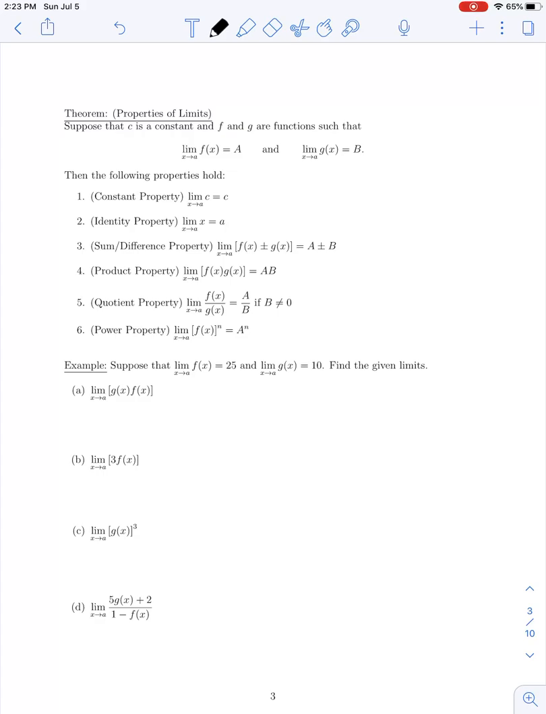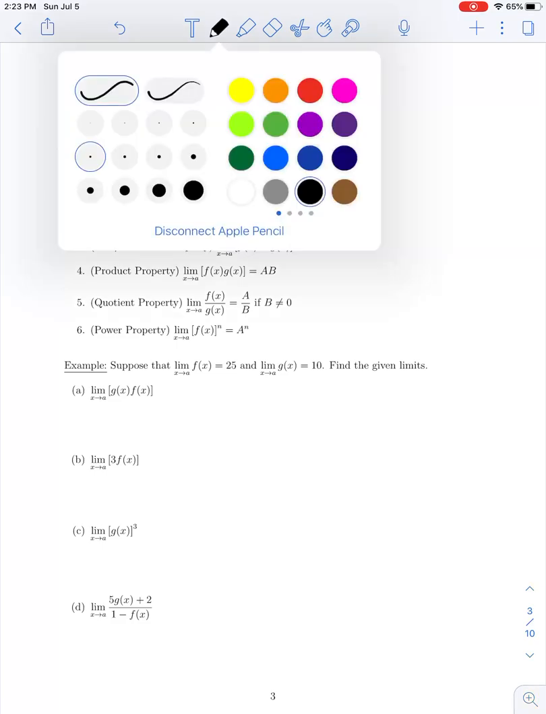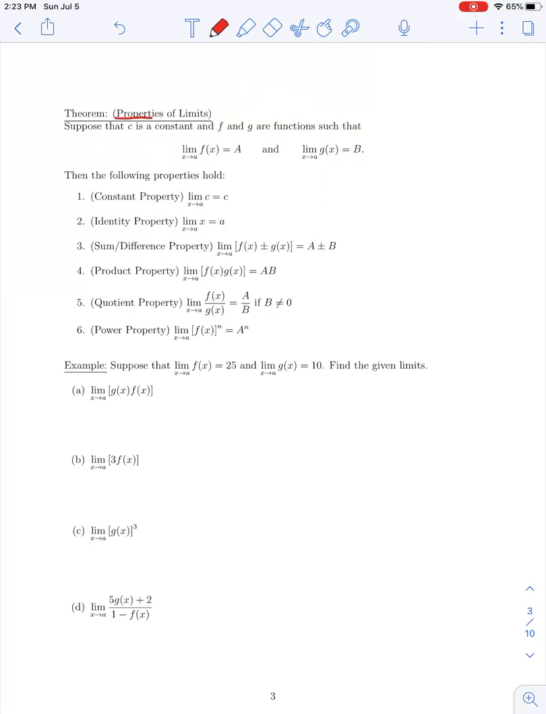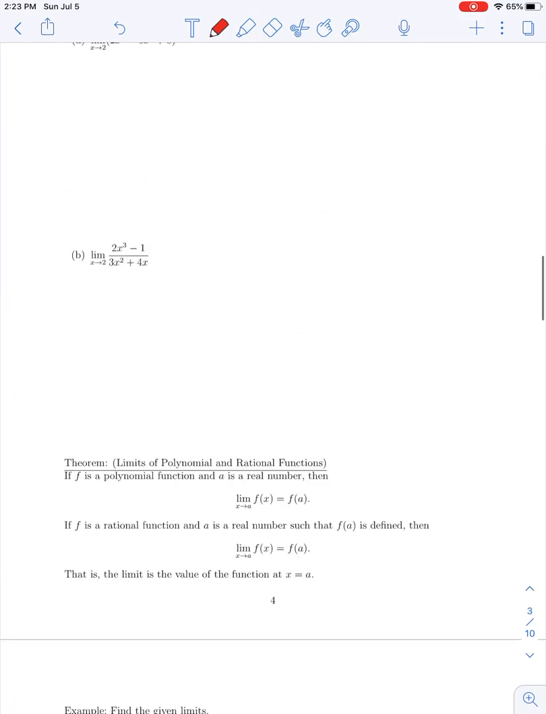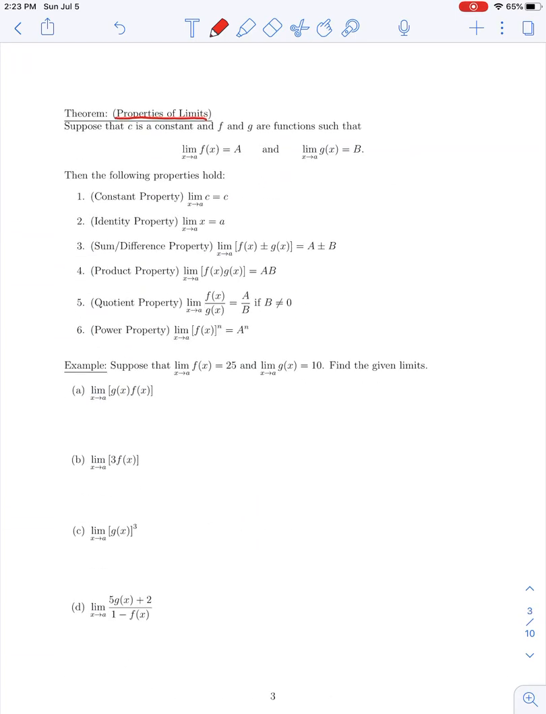Now, in most of the examples that we'll consider, if we don't have a calculator, say, to plug in values of x to our function, then we can't evaluate the limit by the means that we've discussed already. So in this next part of the section, we'll introduce some properties of limits, which will allow us to evaluate limits of functions algebraically without having to rely on a calculator.